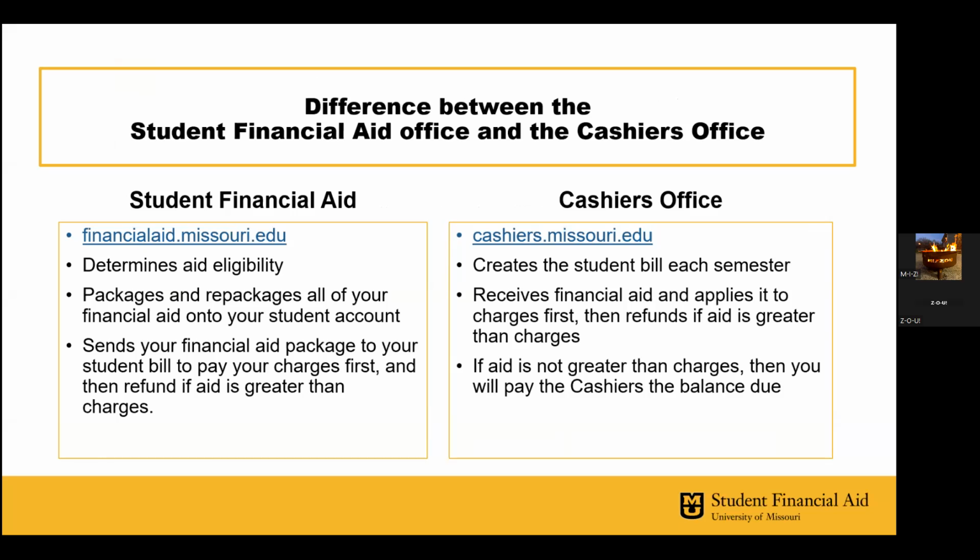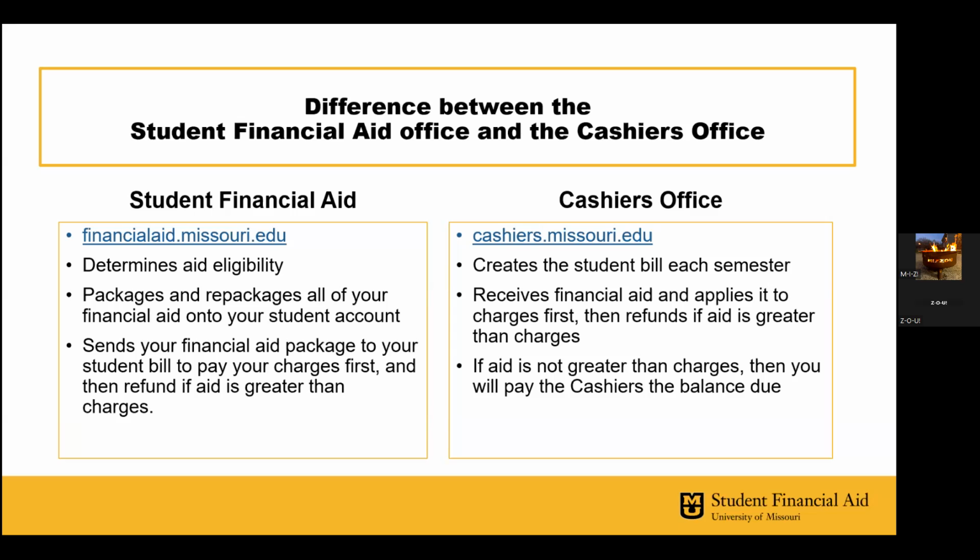So the financial aid office, that's the office I work in, determines a student's aid eligibility. We package them and we repackage your financial aid if your eligibility were to change. We put that onto your student account. And then at a certain point in time when we're allowed to, and the system is ready to go, we send all of your financial aid over to the cashier's office. And that goes first to pay all of the charges on your account. And then if the amount of your financial aid is greater than your charges, then you will receive a refund.